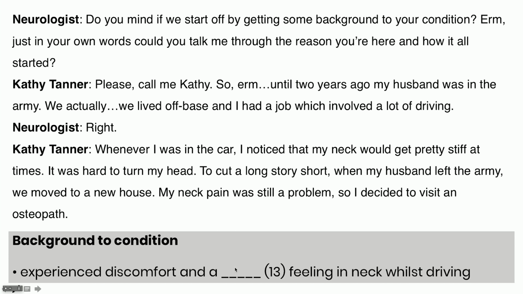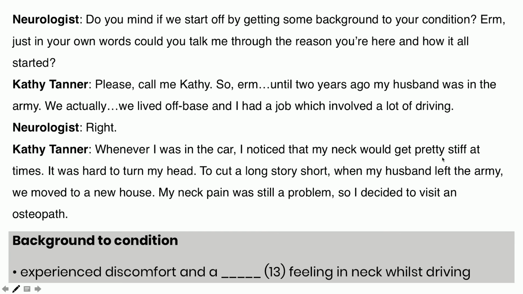So Kathy says, "Please call me Kathy. So until 2 years ago, my husband was in the army. We lived off base and I had a job which involved a lot of driving. Whenever I was in the car, I noticed that my neck would get pretty stiff at times." There's the nice adjective that you need to put into this gap here.